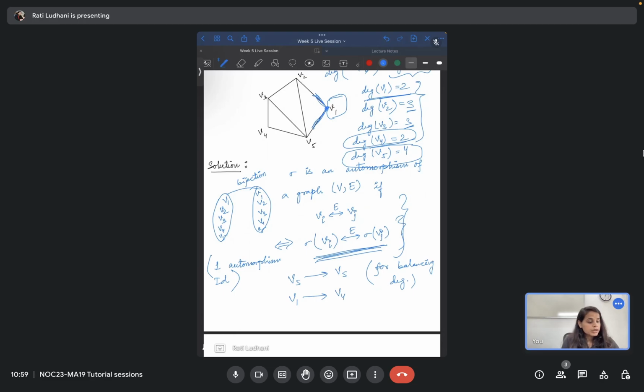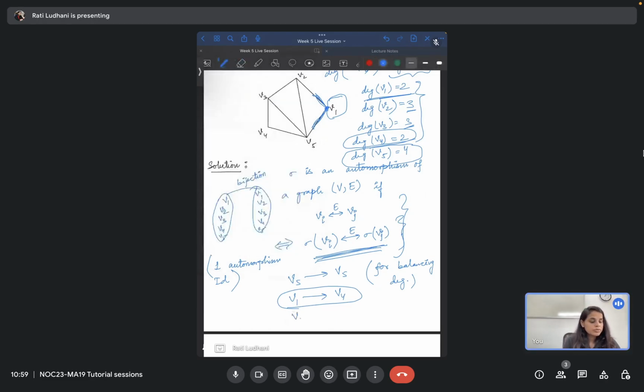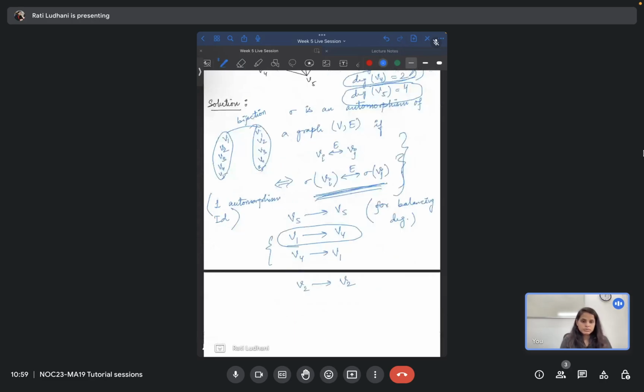Now what about v2? There are two possibilities for v2. We are going different from identity right now, so v1 is mapping to v4. Let's fix that. If v1 has been mapped to v4, then v4 has to map to v1, because there are just two elements of degree 2. So this is the combined package. Now what about v2? v2 can map to v2, and that is one possibility, but it could also map elsewhere, so there are two possibilities. I'll write it as cases and sub cases.